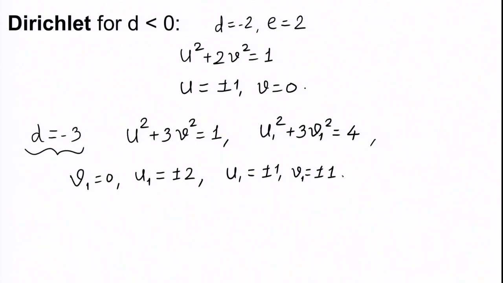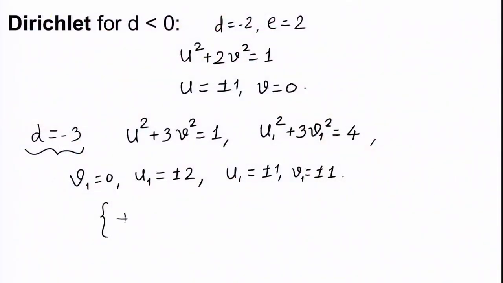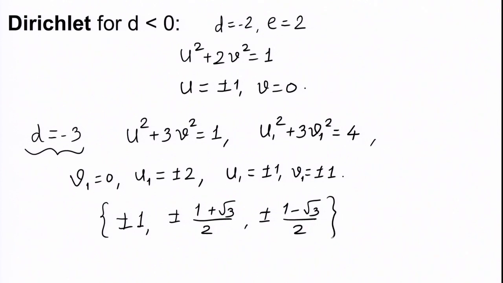Of course, this does not give you solutions when you have larger U1s and V1s. So the set of solutions here is actually plus minus 1, plus minus 1 plus root 3 by 2, and plus minus 1 minus root 3 by 2. You get 4 solutions here and you get 2 solutions here. So these are the 6 solutions, and these are the only 6 solutions.